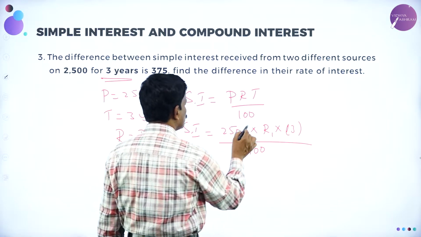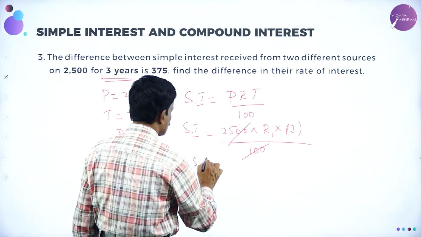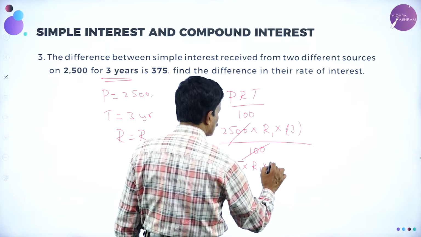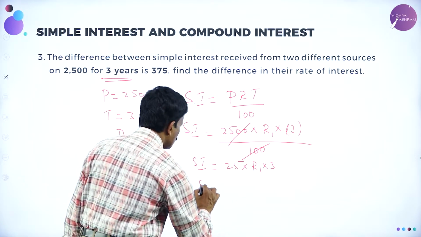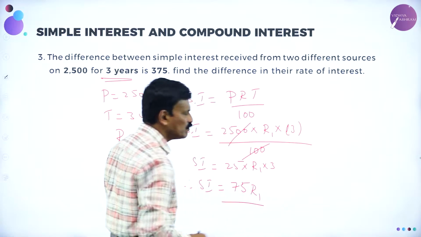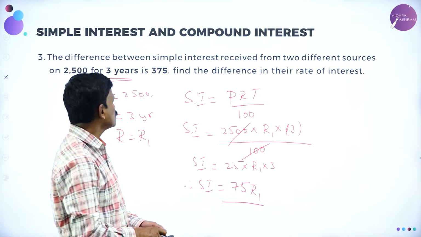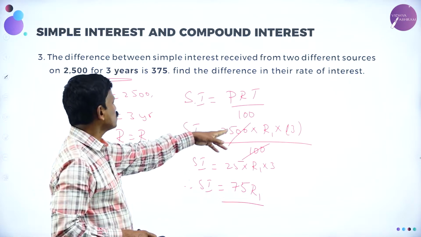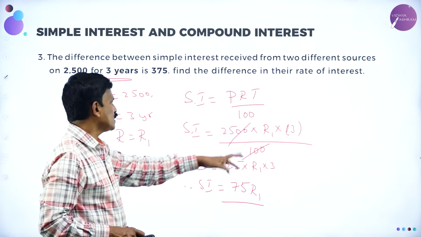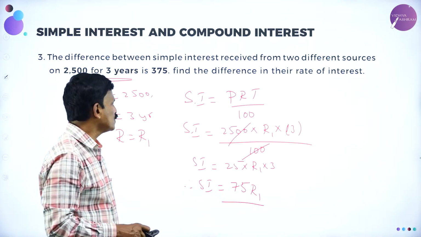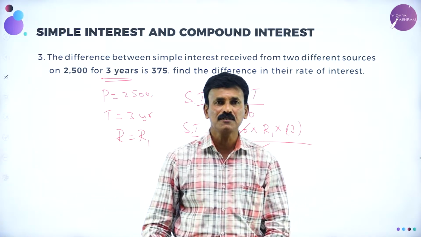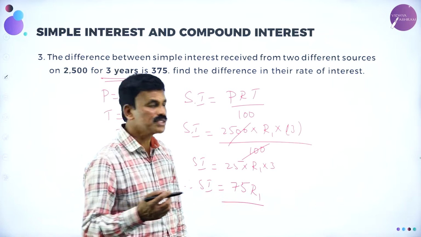So what is this equal to? This 2 gets cancelled, 0, 0 gets cancelled. Simple interest is equal to 25 into R1 into 3. So that is nothing but the simple interest is equal to 75 times R1. So just calculate SI: principal 2500 into R1 and the time period is 3. 0, 0 gets cancelled, 25 into 3 is 75 times R1. Right. Now further, what is the given condition? Now let us consider the second case.